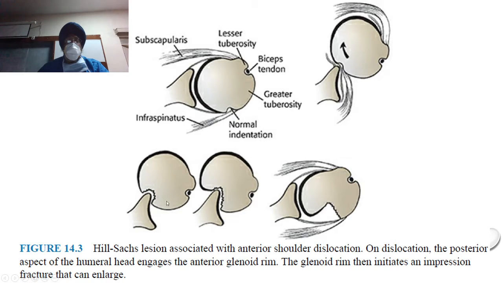So Hill-Sachs lesion. This one is the Hill-Sachs lesion. This picture is showing the Hill-Sachs lesion. This is the muscle attached to the humerus. This is the normal one. This is the Hill-Sachs lesion. So Hill-Sachs lesion is associated with the anterior dislocation. On dislocation, the posterior aspect of the humeral head, this one, engages the anterior glenoidal rim. This is the anterior glenoidal rim. Then it initiates an impression fracture that can enlarge.